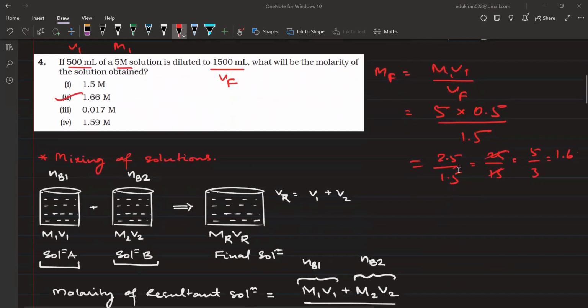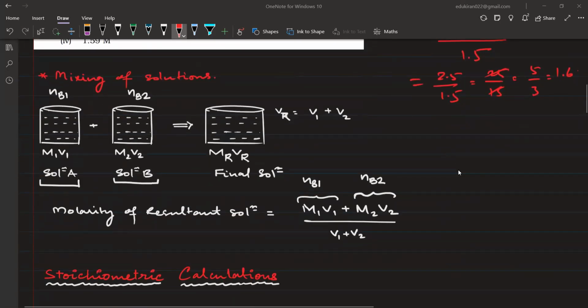Okay, now see mixing of solutions. Mixing of solution में क्या होता है? You have number of moles of solute is NB1 here, number of moles of solute is NB2 here. Okay, which corresponds to M1V1 and this corresponds to M2V2. Now when we are adding both of these things, the molarity is also going to change, the volume is also going to change. Volume will be simply the sum of the volumes of the first solution and the second solution. Now, what we can write, molarity of the resultant solution will be equal to number of moles of solute from 1 and 2 divided by the total volume.